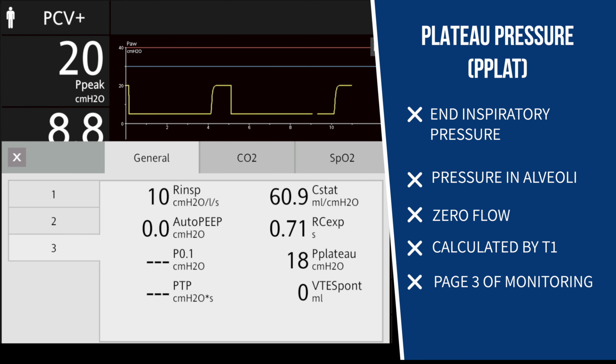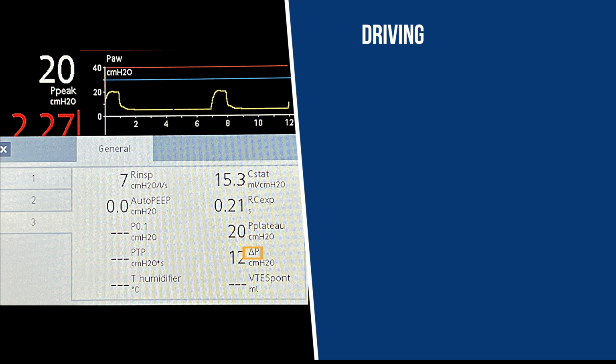Plateau pressure, P-plat. The plateau or end inspiratory pressure is the pressure in the alveoli measured at the end of inspiration when the flow is at or close to zero. The plateau pressure is the gas pressure the alveoli are seeing. On the Hamilton T1, this is a calculation performed by the ventilator on page 3 of the monitoring tab. On some ventilators, the plateau pressure can be measured in a volume mode of ventilation by doing an inspiratory hold.